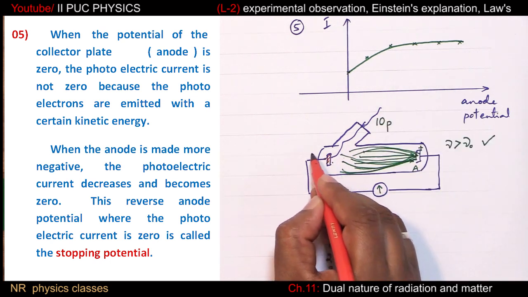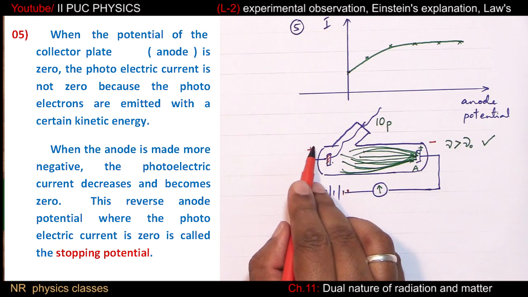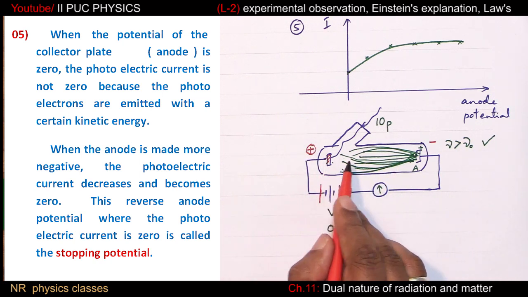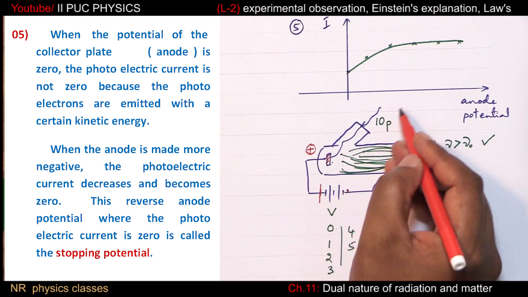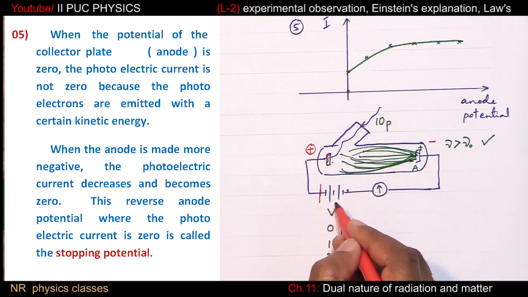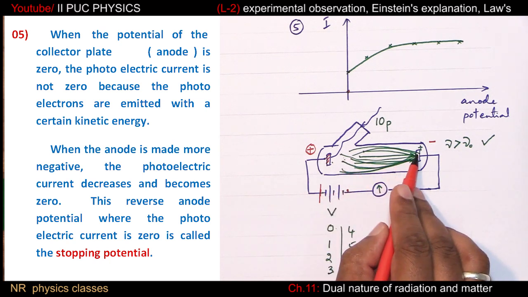The cathode is made positive and anode is made negative. Then this cathode will be holding electrons back. Now understand this point, 0 voltage. 0 voltage means there is some current, means 1 or 2 electrons can reach.